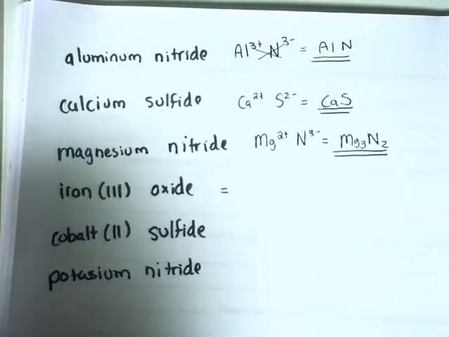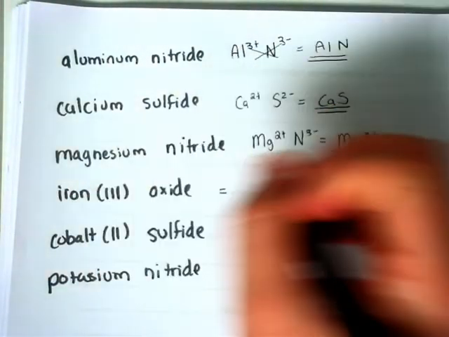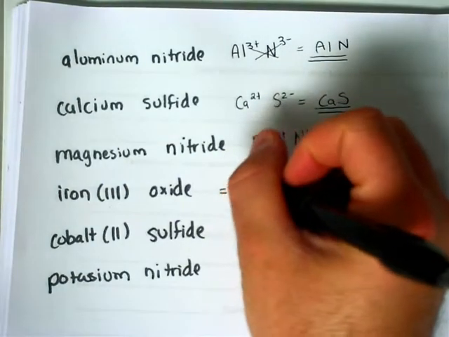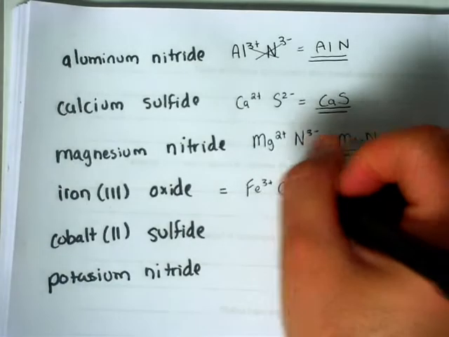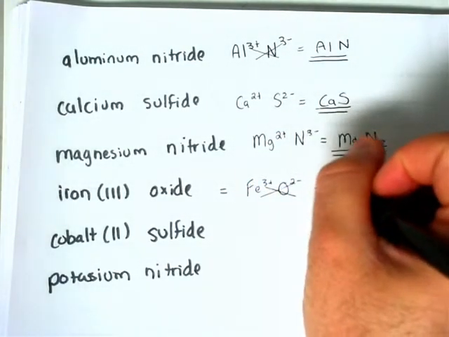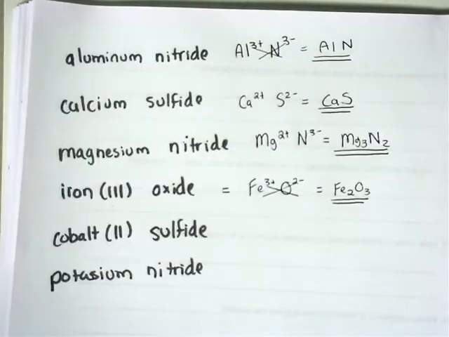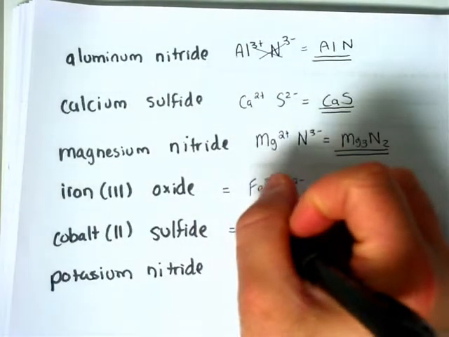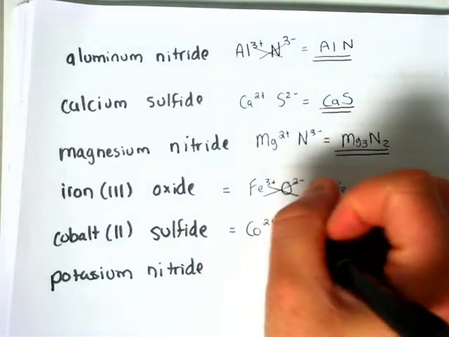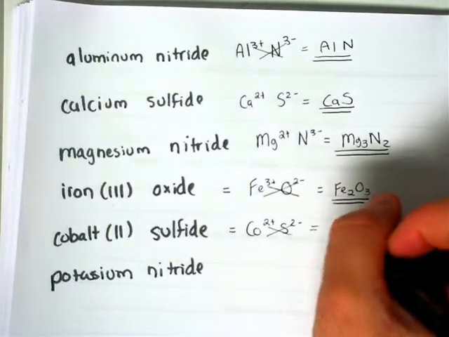Iron 3 oxide. What does that 3 mean from our notes? The charge of oxygen or iron? So Fe is 3 plus, and O is 2 minus. You bring your numbers down, and you get Fe2O3. Cobalt, Co 2 plus. Sulfide, S 2 minus. You bring down these numbers and they cancel each other out, leaving us with CoS.